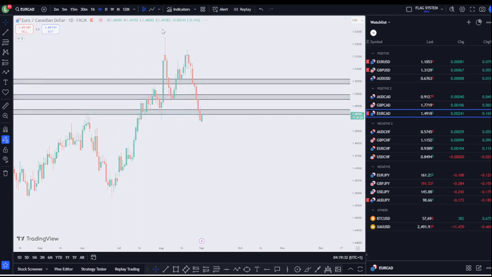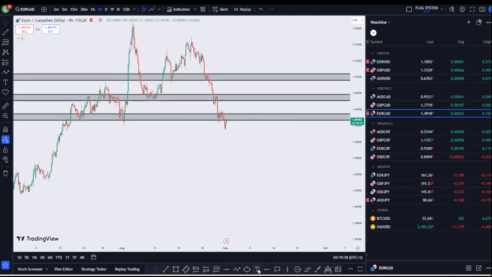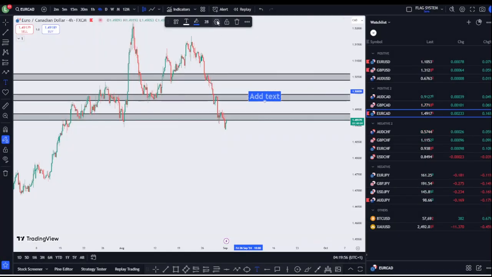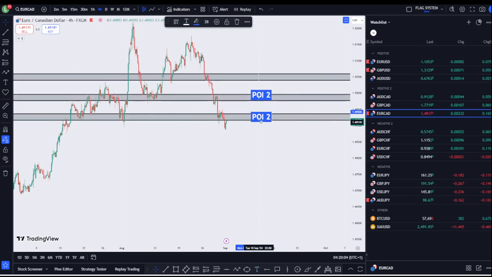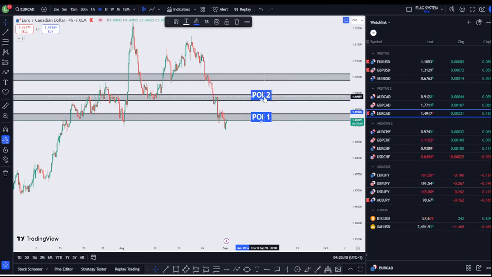So let's get onto the lower time frame, which is the 4-hour time frame, to see what the price action is doing. So we just have to label our points of interest where we want to take sell opportunities in the market. Now, this place is going to serve as our point of interest 2. We call it POI 2. Why, this place is going to serve as our POI 1, right? And this place is going to serve as our POI 3.